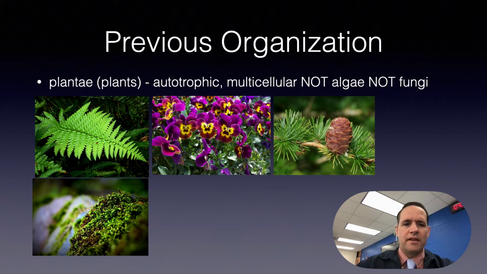these are the main classes of plants. We've got ferns, we've got flowering plants, like these flowers here. We've got pine trees, and then here's an example of a moss. Those are very typical types of plants.